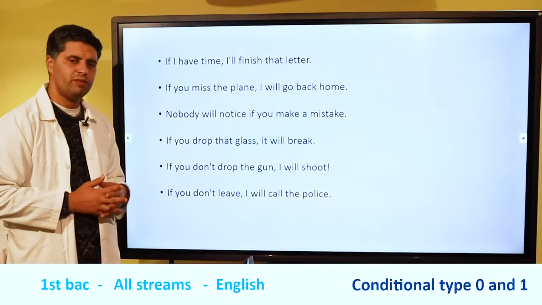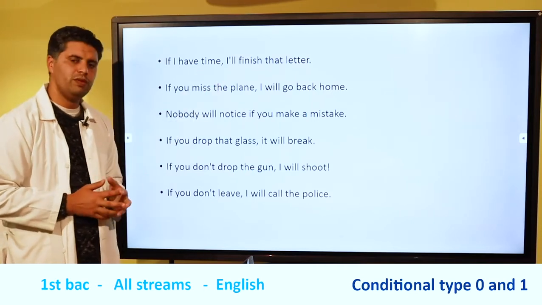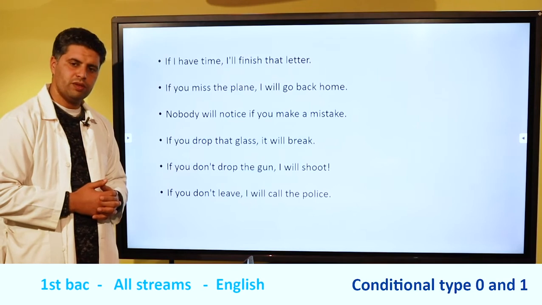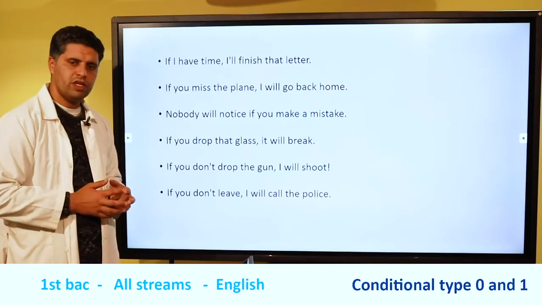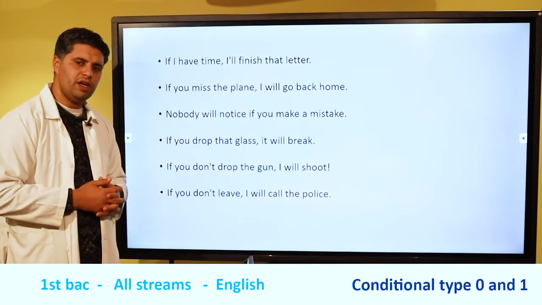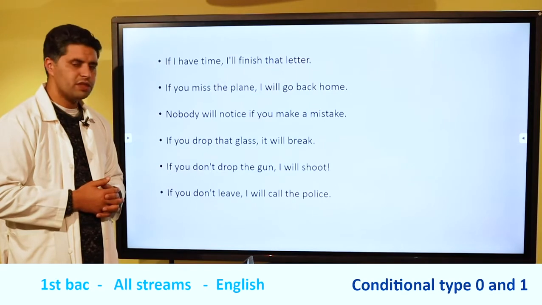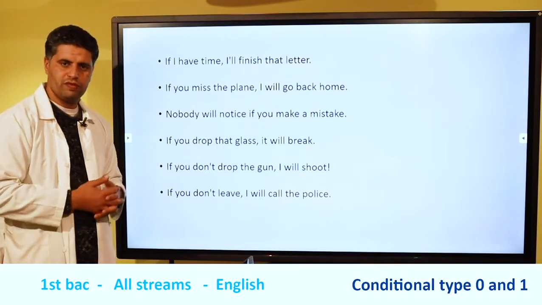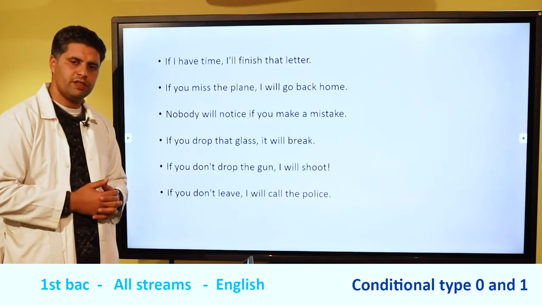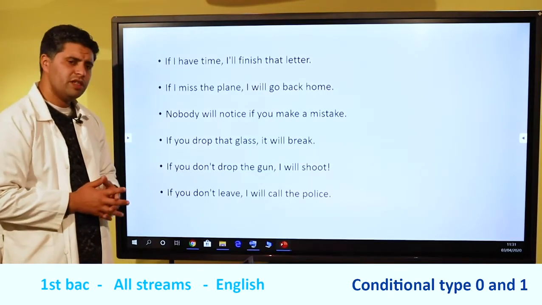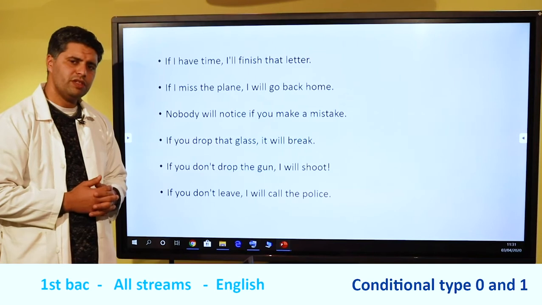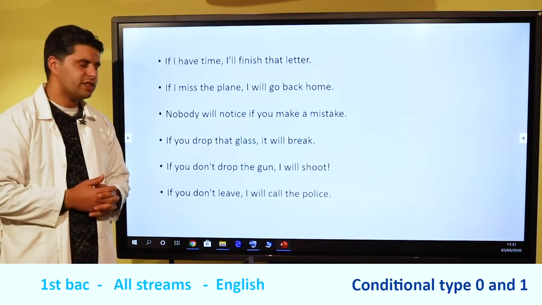Here we don't have the present simple, but we have the future simple. Why? Because we need to construct the conditional type 1. Here we are expressing an action, or something that we are not sure will happen or not. And as you can see, the second statement also uses the conditional type 1.